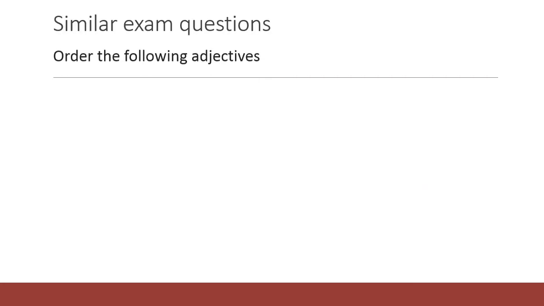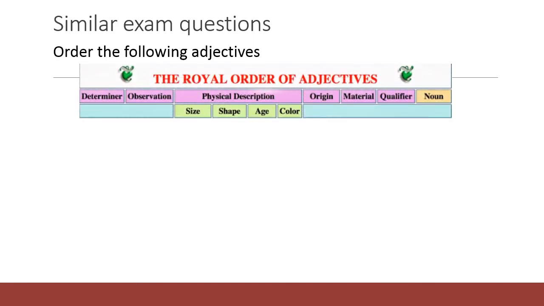Okay, the solution. Okay, this is the royal order of adjectives. Remember, we can have the determiner and observation. In this case, it can be what's your opinion about the noun. Then we have physical description, size, shape, age, color, origin, material, qualifier, and at the end, the noun.